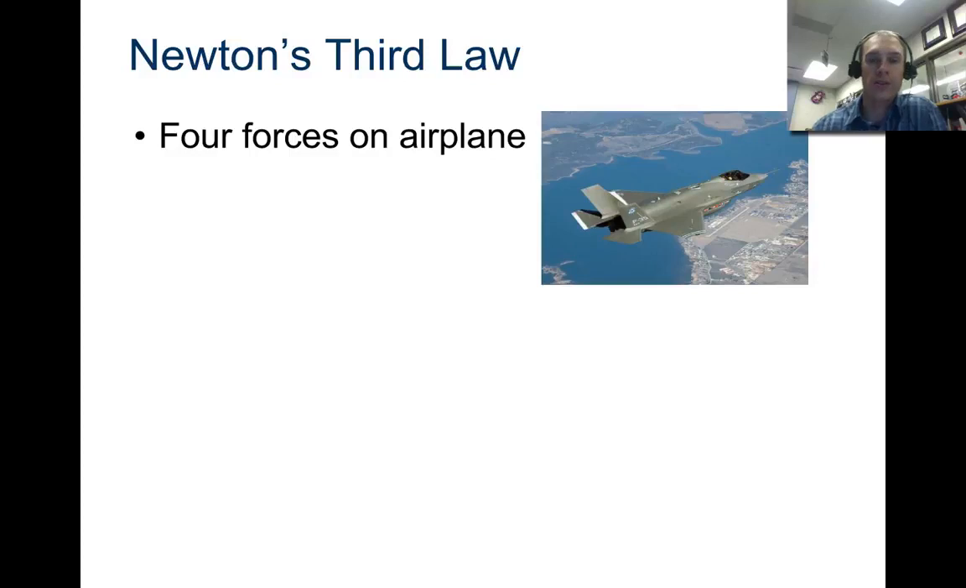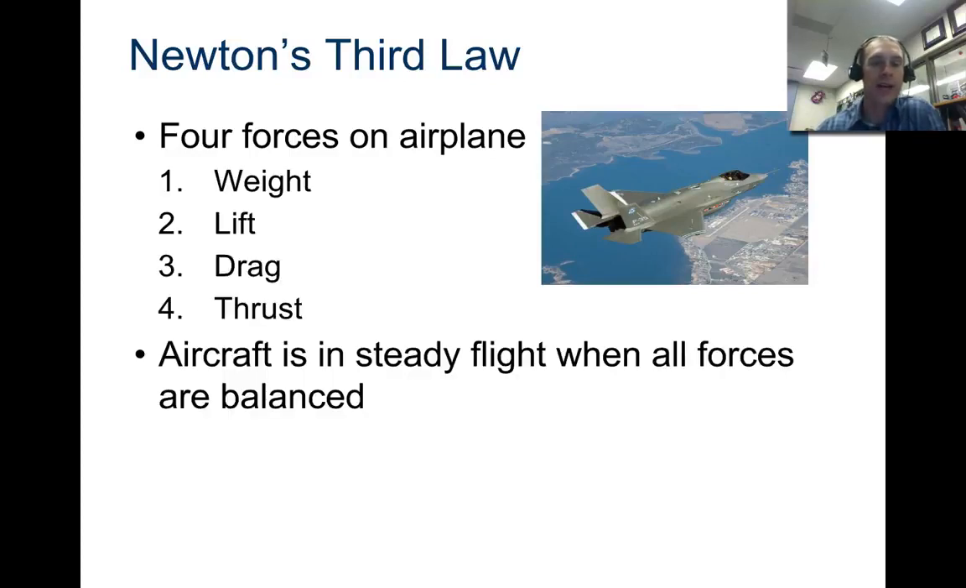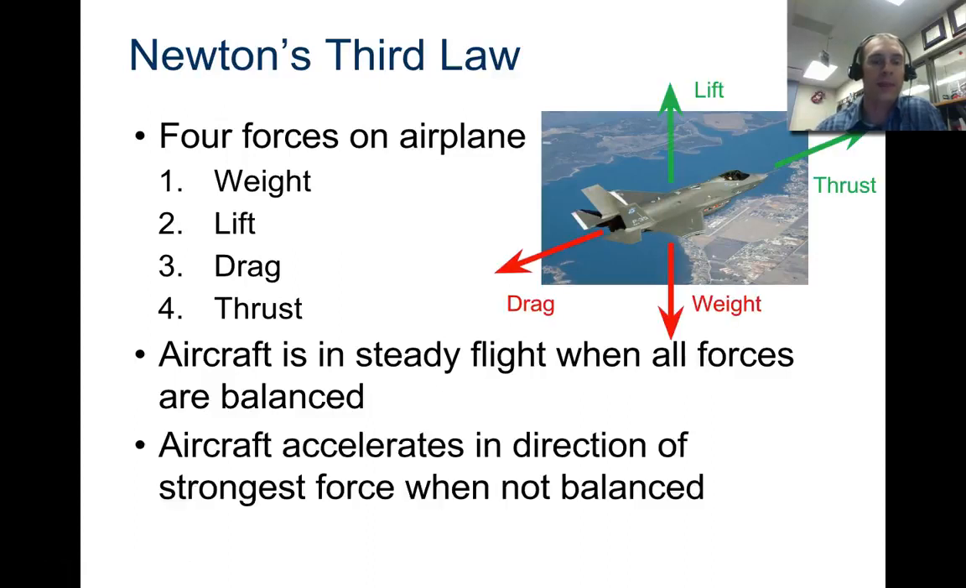So there are four forces on an airplane. If you want to draw a little airplane, we have weight, lift, drag, and thrust. An aircraft is in steady flight when all four forces are balanced. And that means it's not accelerating, it's not dropping, it's not rising, it's not slowing down. So these are the locations of all the forces. It accelerates in the direction of the strongest force when it's not balanced. So if weight is stronger than lift, then it's going to start to drop down.